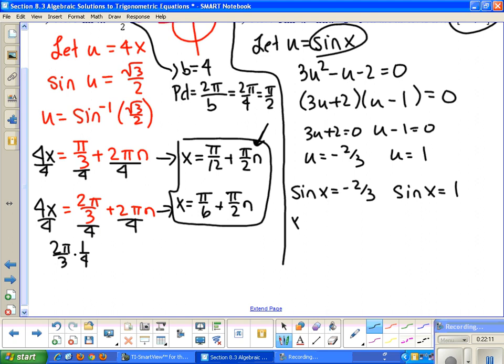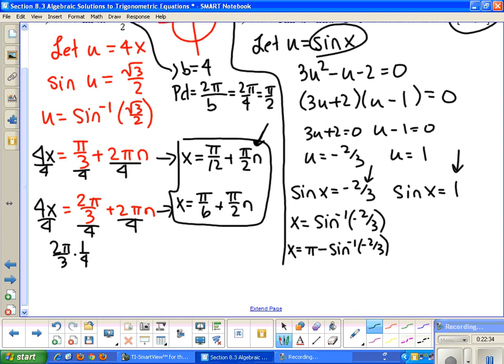So I know that x is equal to the sine inverse of negative 2/3. But remember, we have 2 answers. We also have to do x is equal to pi minus sine inverse of negative 2/3, because remember this value that we have right here, we called it c earlier in the table. Since it's in between negative 1 and 1, we have 2 answers.